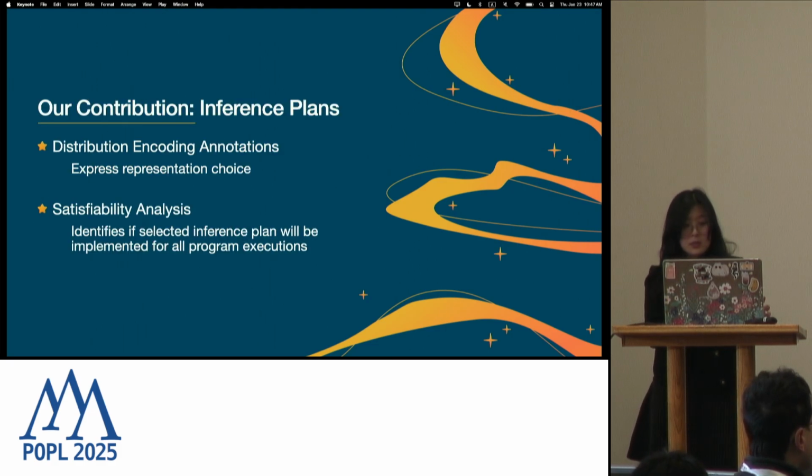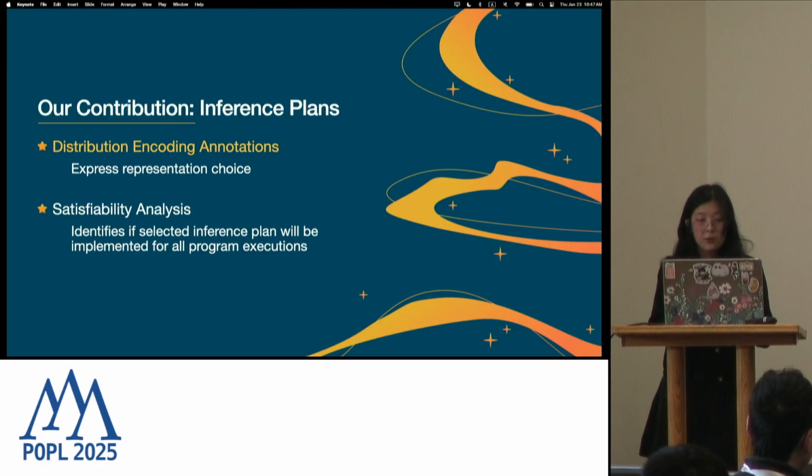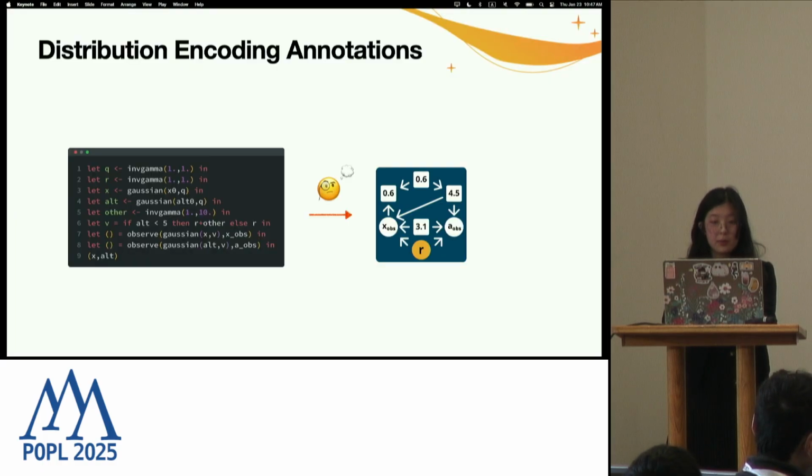So our interface is composed of two parts. One, the distribution encoding annotations that enable developers to express representation choices of random variables. The second part is satisfiability analysis, which I will get into later. First, I'll present the annotations.